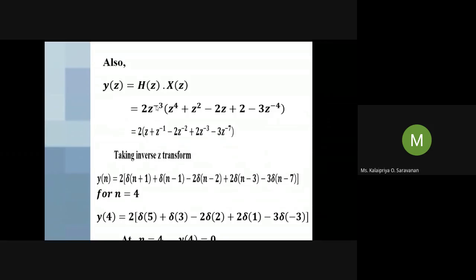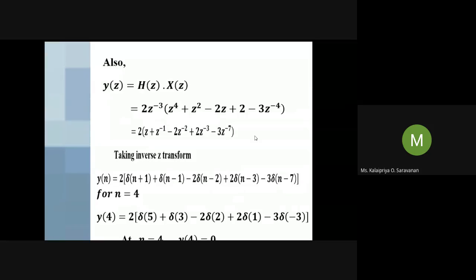Then z power minus 3 into z power 2 will give you z power minus 1. Then z power minus 3 into minus 2z will give you minus 2 z power minus 2. Then z power minus 3 into 2 will give you 2z power minus 3. Then z power minus 3 into z power minus 4 will give you 3z power minus 7. So this will be your final y of z.